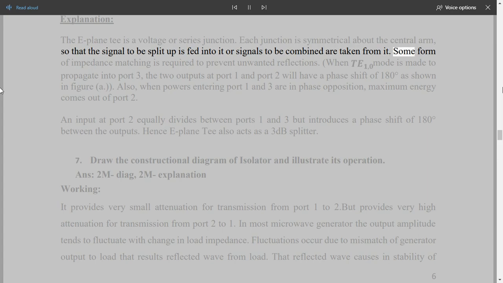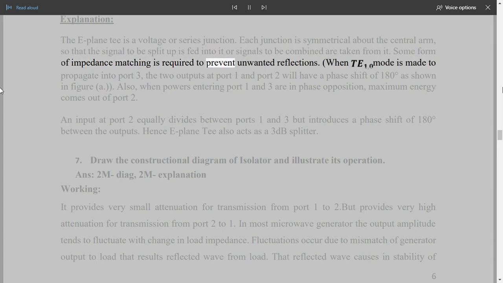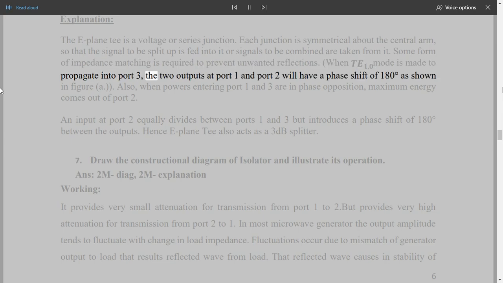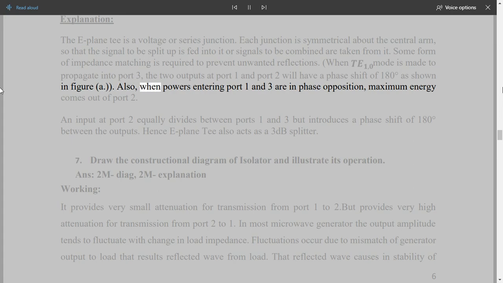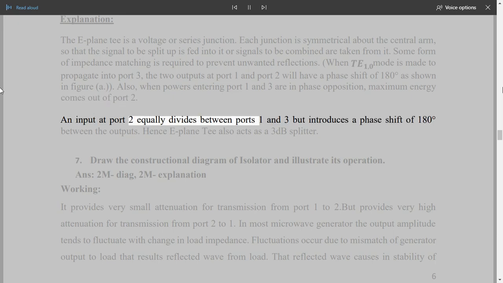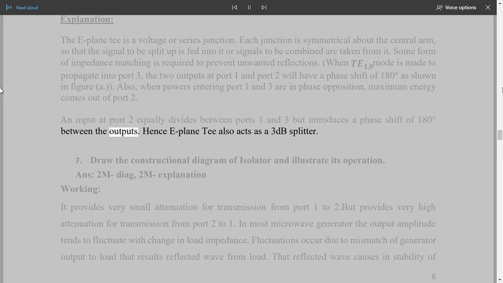Some form of impedance matching is required to prevent unwanted reflections. When a mode is made to propagate into port 3, the two outputs at port 1 and port 2 will have a phase shift of 180 degrees as shown in figure A. Also, when powers entering port 1 and 3 are in phase opposition, maximum energy comes out of port 2. An input at port 2 equally divides between ports 1 and 3, but introduces a phase shift of 180 degrees between the outputs. Hence E-plane T also acts as a 3 dB splitter.